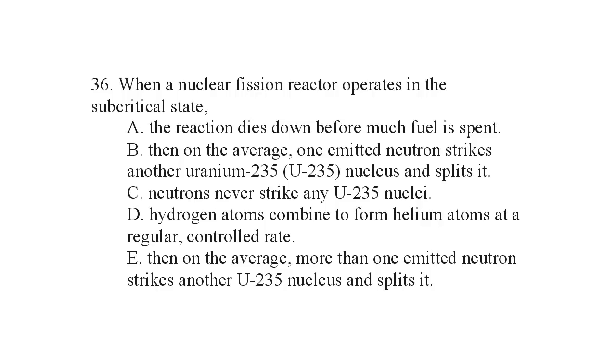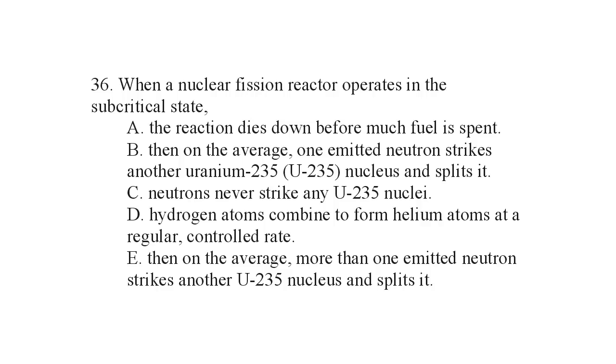Here is an explanation for the answer to final exam, question number 36, in Alternative Energy Demystified, 2nd edition. If you have the printed book, you'll find it on page 317. When a nuclear fission reactor operates in the subcritical state, which of the following 5 things happens?